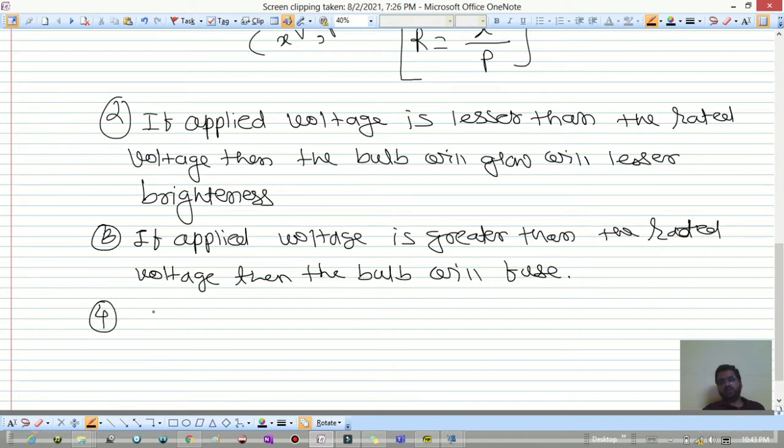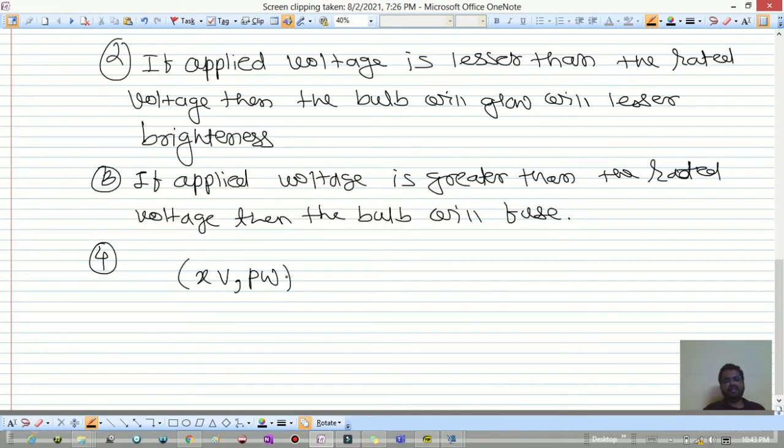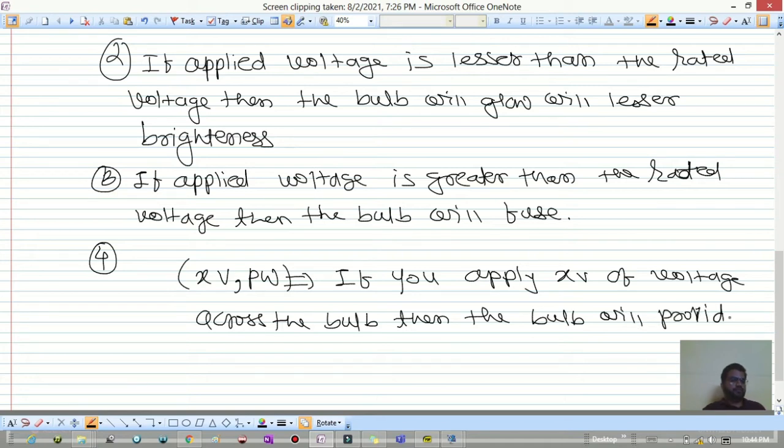Then fourth point, this X volt P watt power indicates that if you apply X volt of voltage across the bulb, then the bulb will provide P watt of power.